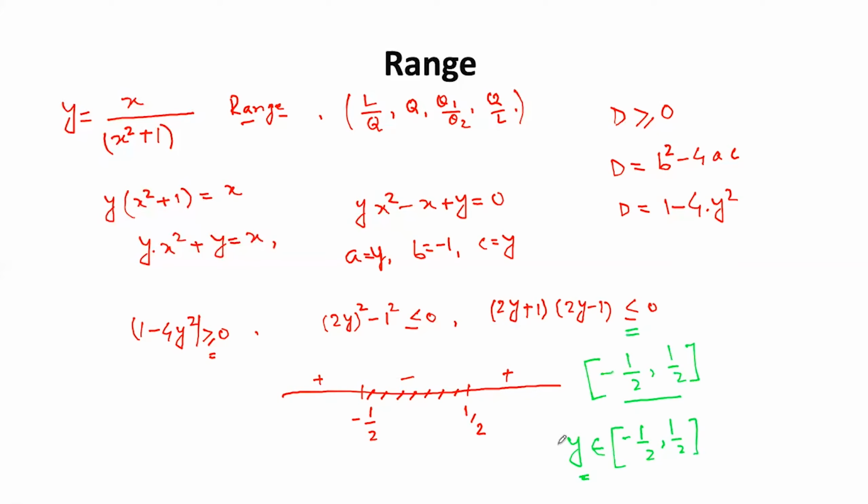Now, in the second example, if I'm taking y is equal to twice of greatest integer x plus 4, where x is restricted, x belongs to 0 to 3. We have to find the range of this function. Y is equal to twice of greatest integer x plus 4, x belongs to 0 to 3.